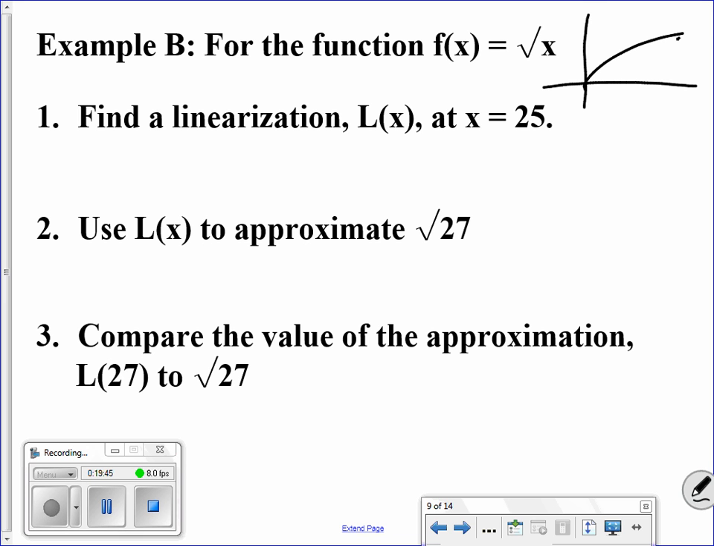So at x equals 25, let's say that's right here. Ooh, do we know the y coordinate of that point? 25, 5, right? So we know the point and we're writing the equation of the tangent line. Now we just got to get the slope. What do we do to get the slope? Find the derivative.